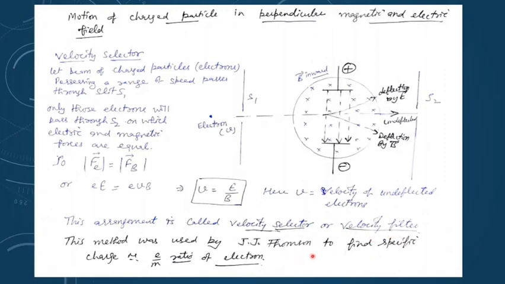It was used by J.J. Thomson to find the specific charge, or you can say the e upon m ratio of the electron. So this is one thing which is of course not specially mentioned in your syllabus.